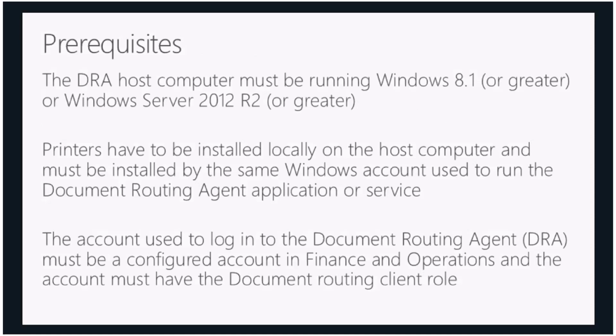The printers have to be installed locally on that computer and must be installed by the same Windows account that is either running the service or that's logged in when the document routing agent is on the desktop. These are important things. That's why they're here. Otherwise, you'll get inconsistent results, or it won't work at all if the security is not right, that is, if the same user did not install the printers and run the document routing agent either on the desktop or as a service.